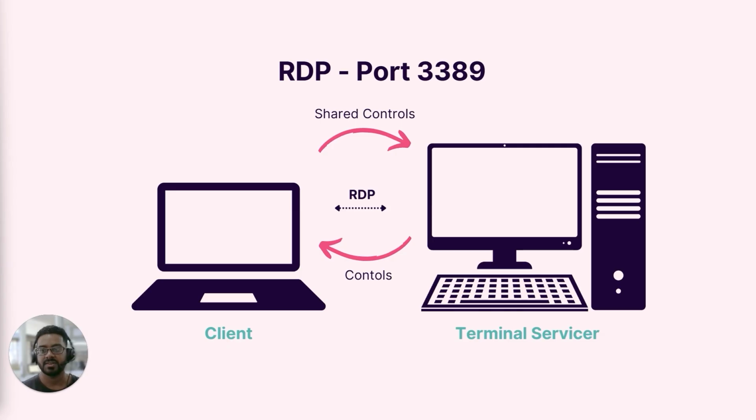And now next up we have RDP. So RDP is also known as Remote Desktop Protocol, and it operates on port 3389 of the TCP protocol. So this port has been developed by Microsoft. It enables you to establish a connection with a remote computer. With the help of this connection, you get the liberty to control the desktop of this remote computer.